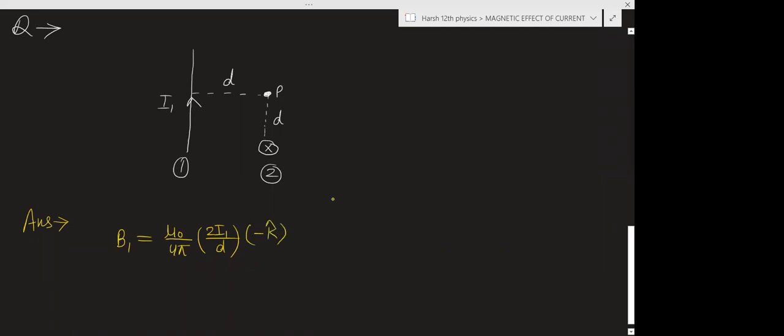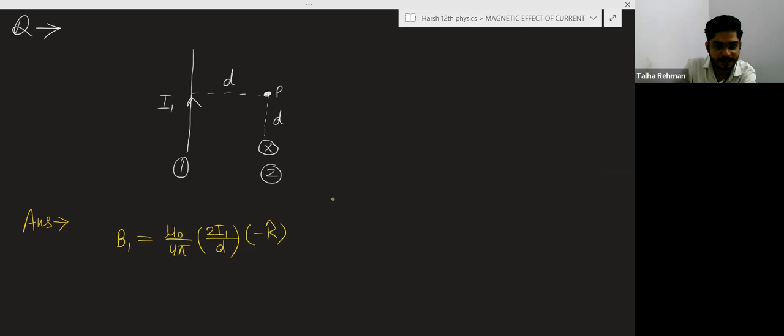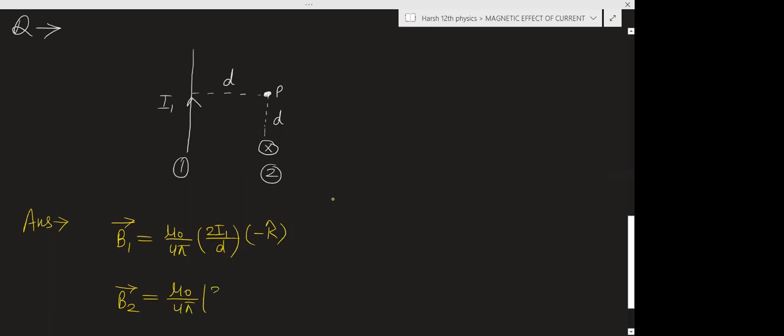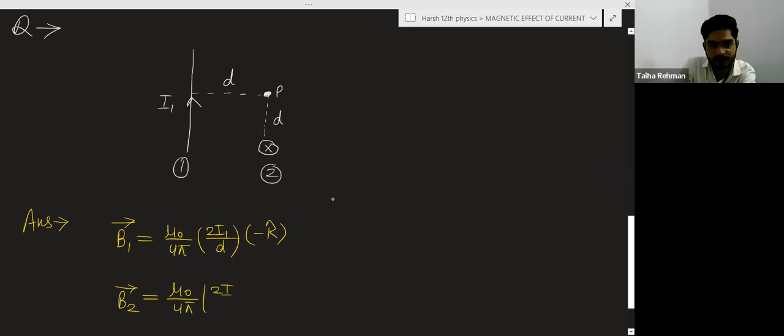Okay, now just calculate the magnetic field due to B2, that is, due to wire 2. This will be mu naught divided by 4 pi, and this is again 2. I suppose the I2 current is going inwards here. This time the I2 current is going here. 2I2 divided by the distance, which remains the same.